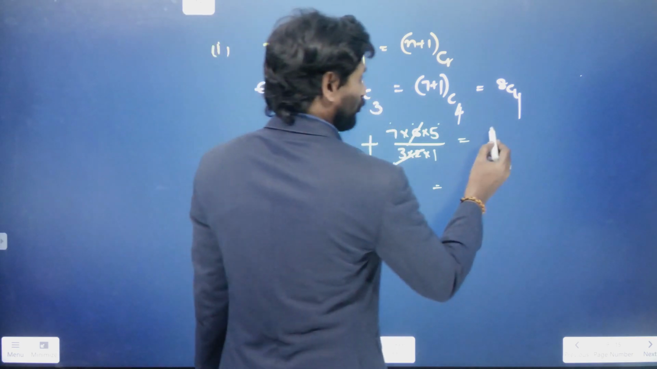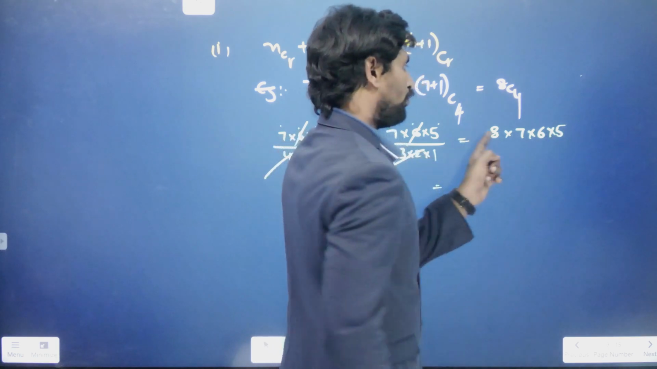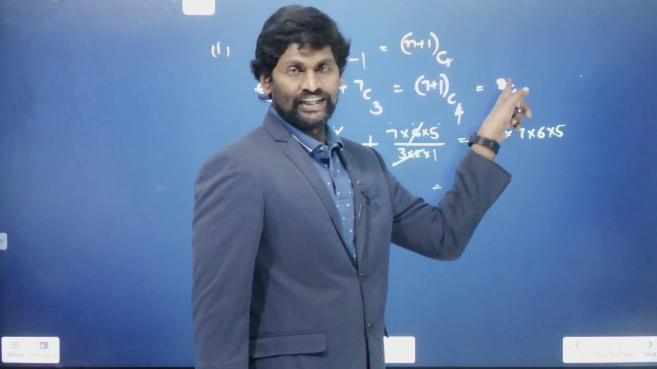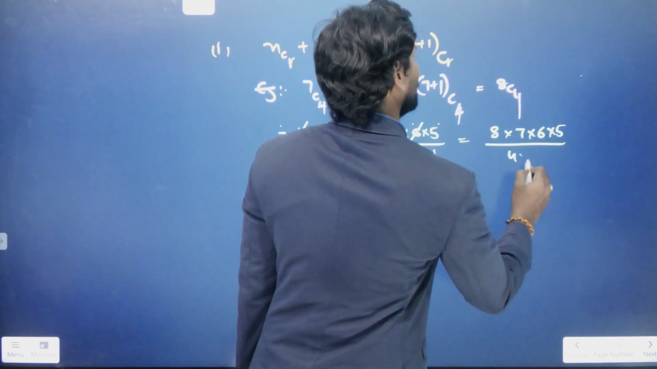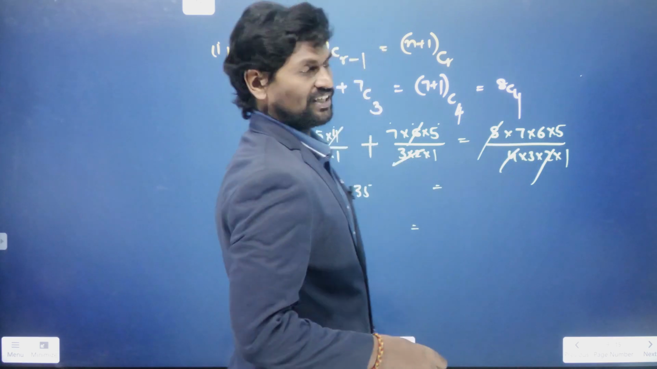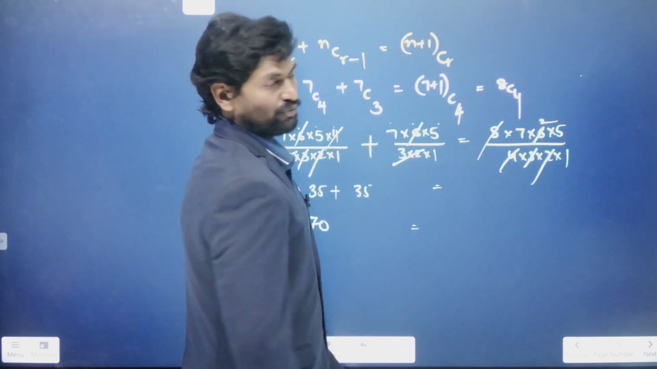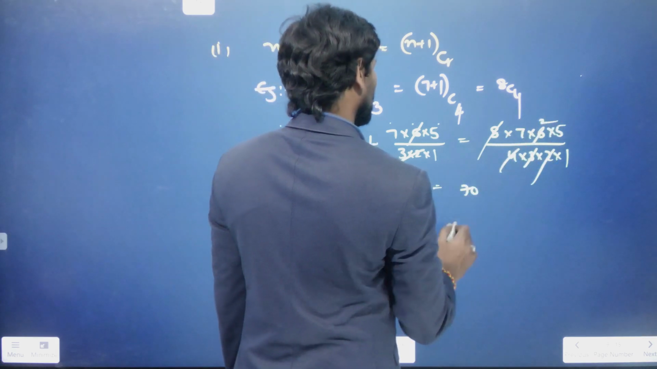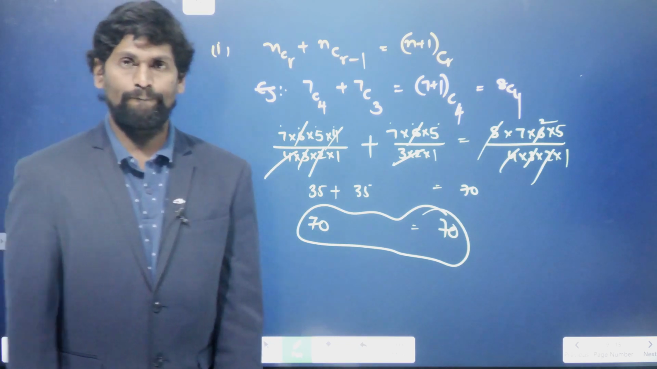So 8C4: 8 into 7 into 6 into 5. 4 numbers completed: 1, 2, 3, 4. For 8C4, up to 4 numbers we should decrease. Now here onwards 4 into 3 into 2 into 1. 4 2s are 8, and 8 cancel. 3 table here, 2 times cancel. 7 into 2 into 5. 5 2s are 10. 10 into 7 is 70. So both LHS and RHS are equal.